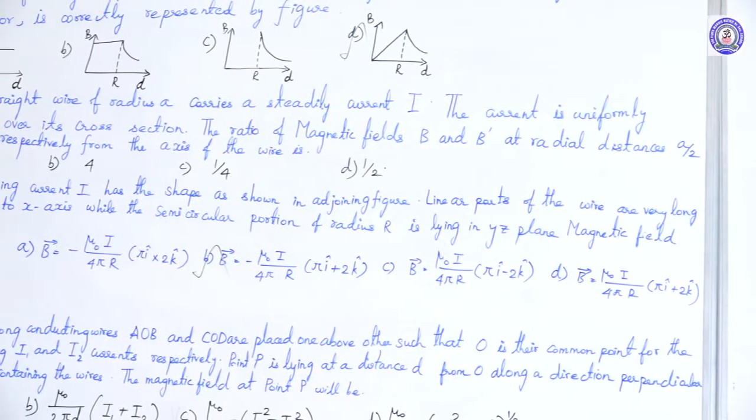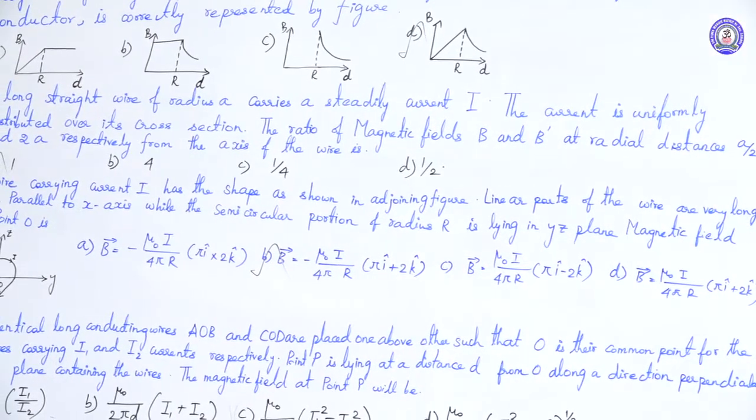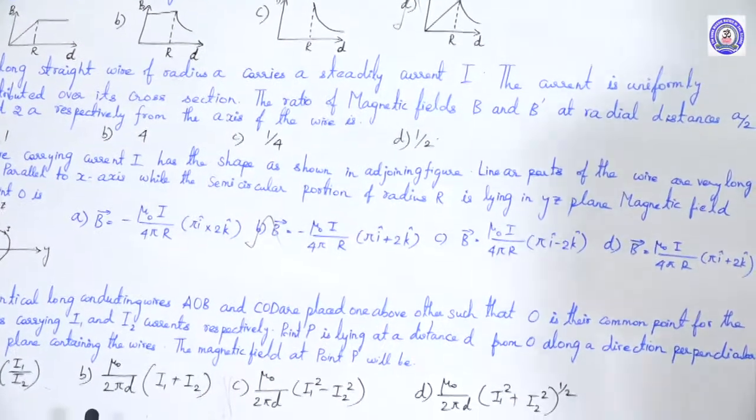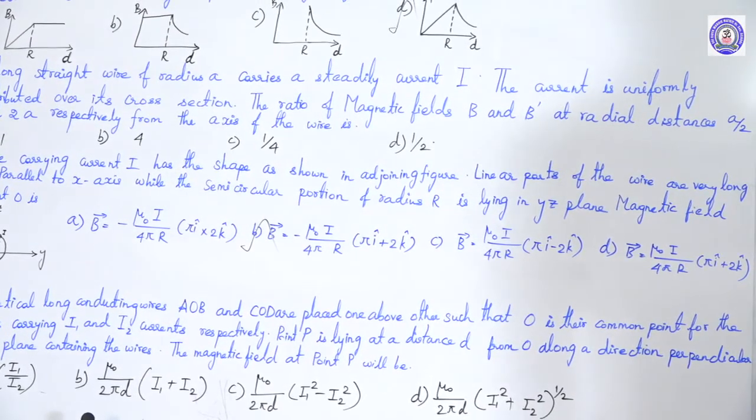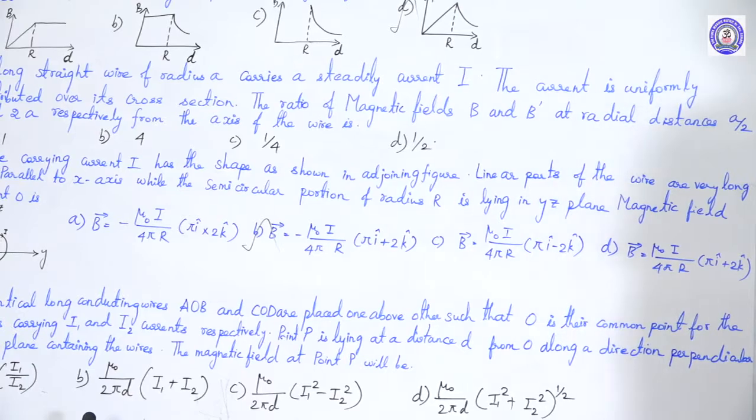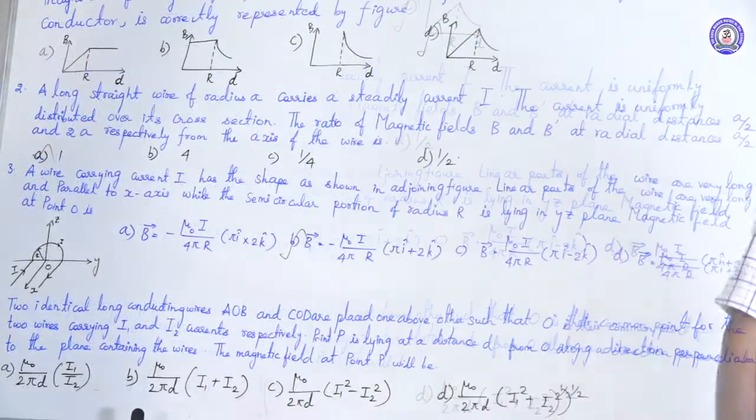For that certain shape of the conductors, the resultant magnetic field Bt is equal to minus mu naught I by 4 pi r of pi into I cap plus 2 k cap. Now let's see the fourth problem.